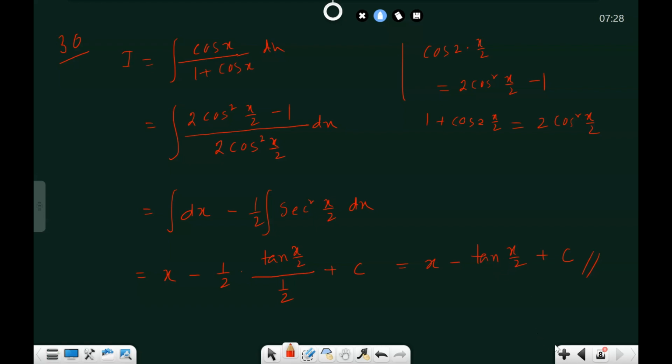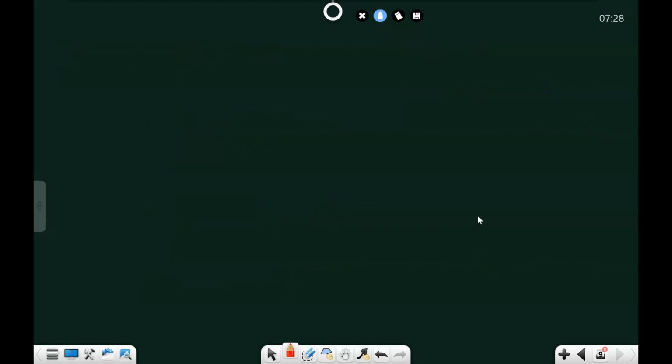Problem number 31, and this is a beautiful question. Problem number 31, important also. The problem is I is equal to the integration of sin x into sin twice x into sin thrice x dx.